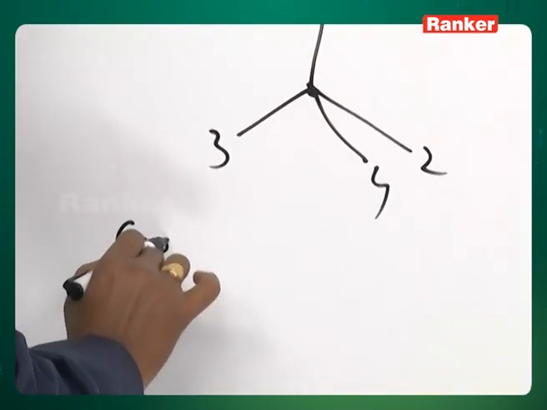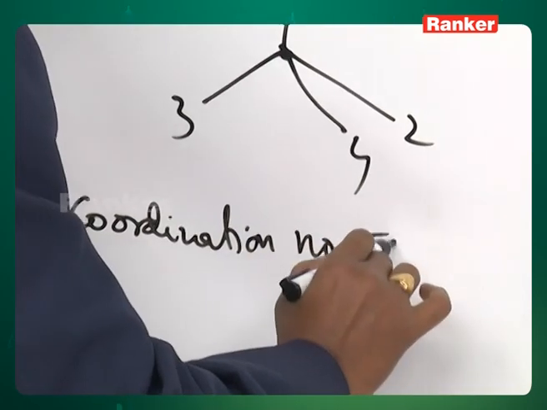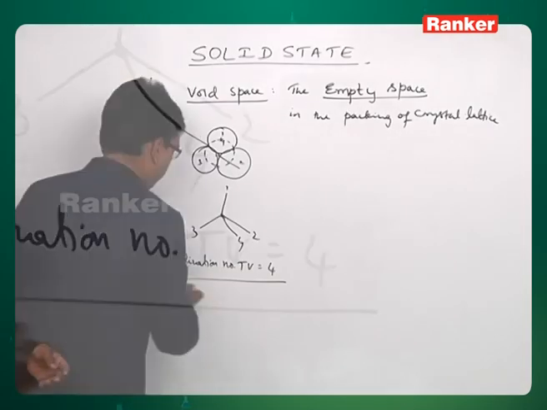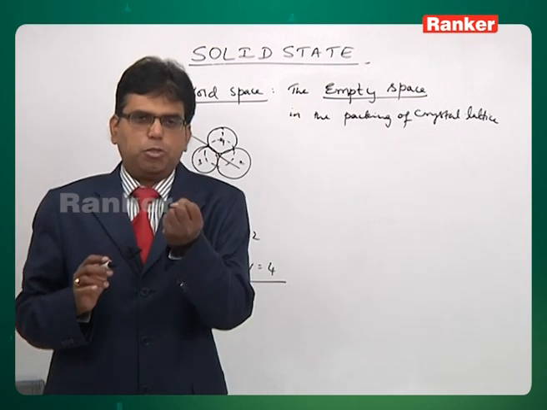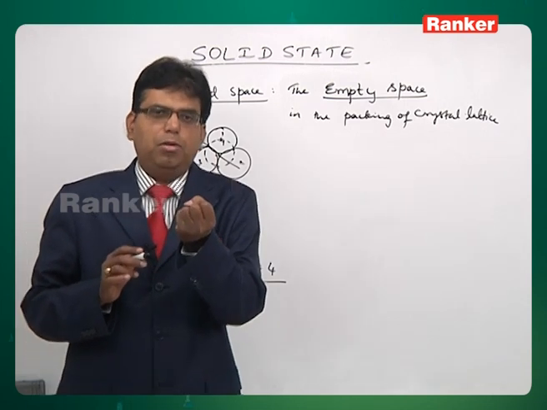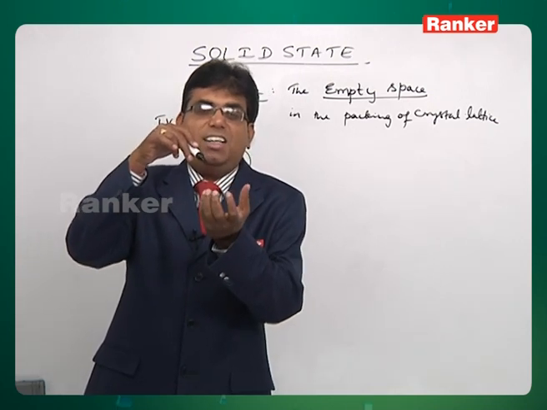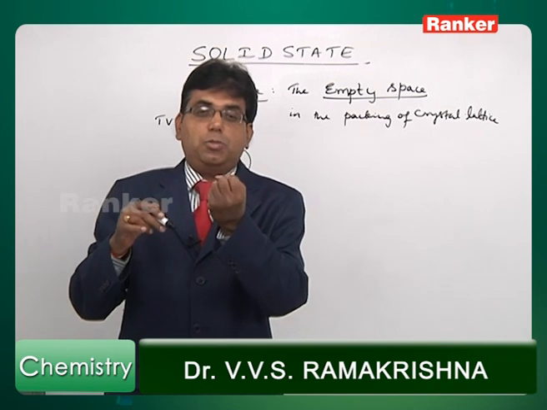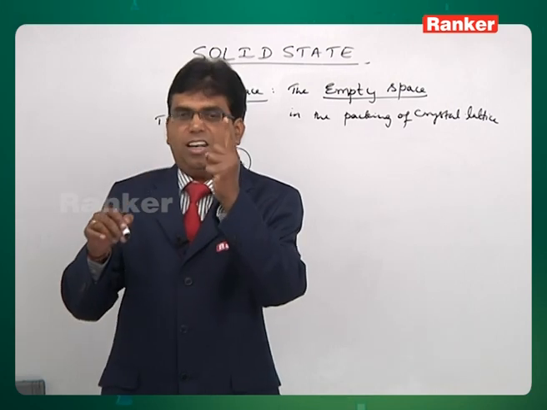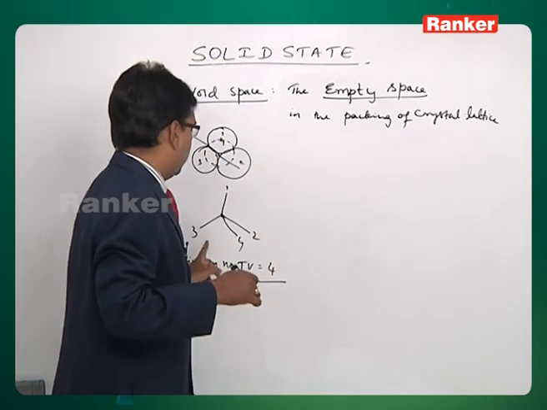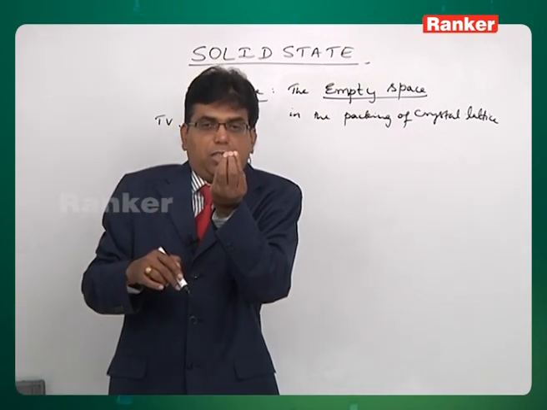So the coordination number for a tetrahedral void is 4. So what is a tetrahedral void? A tetrahedral void is nothing but the empty space that is formed by 4 mutually touching spheres arranged in a tetrahedral disposition. The empty space formed by a set of 4 spheres arranged in a tetrahedral disposition is what we call a tetrahedral void.